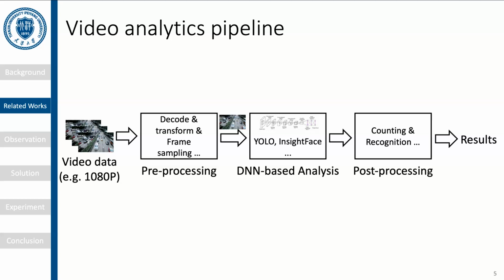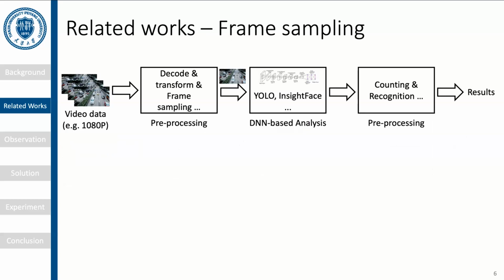Input video data will be first decoded into frames. Then these frames will be transformed to meet the input requirement of neural networks and resampled to remove similar frames. After that, DNN models will process all frames left. The corresponding results will be processed before return.